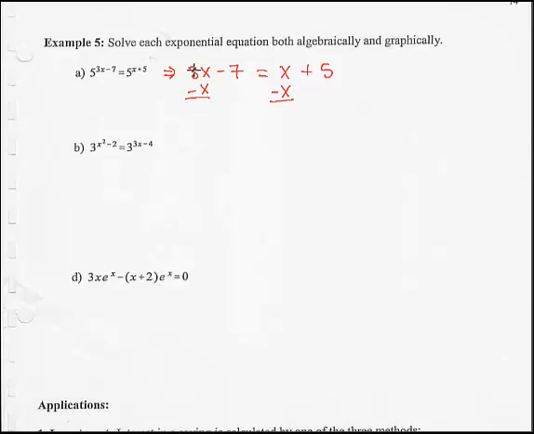Subtract x from both sides, we get 2x minus 7 equals 5. The x is canceled on the right. Add 7 to both sides. We get 2x equals 12. Divide by 2. And so x must be equal to 6 in order for these two exponential expressions to be equal.